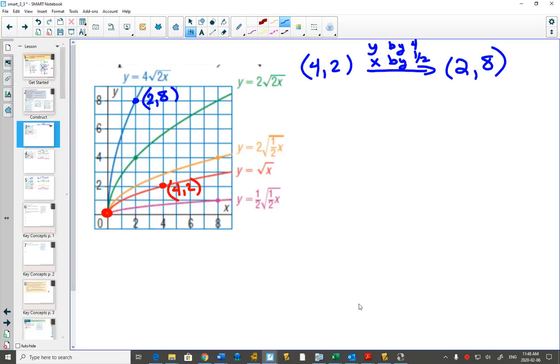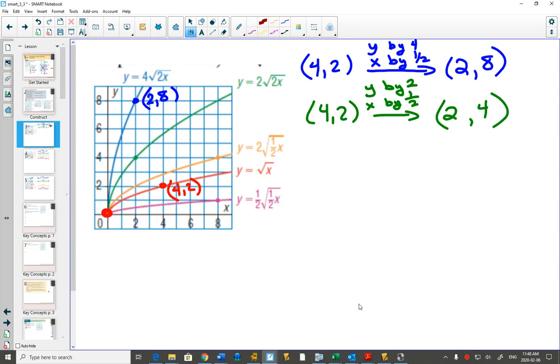So in the green graph, what would happen to 4, 2? Well, I've got a 2 on the outside. That's going to multiply my y values by 2. I have a 2 on the inside. That's going to multiply my x values by the reciprocal, 1/2. Y by 2, that's going to be 4. X by 1/2, that's going to be 2. Does that match up on the point that they have? Yes, 2, 4. Two more to go.